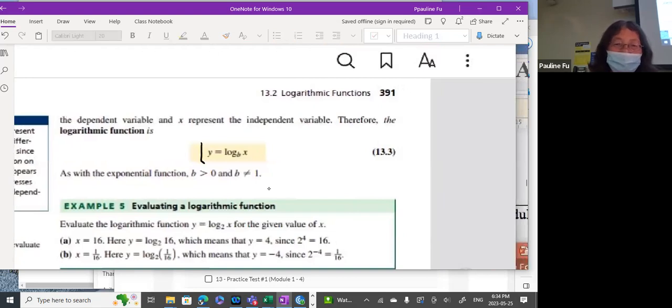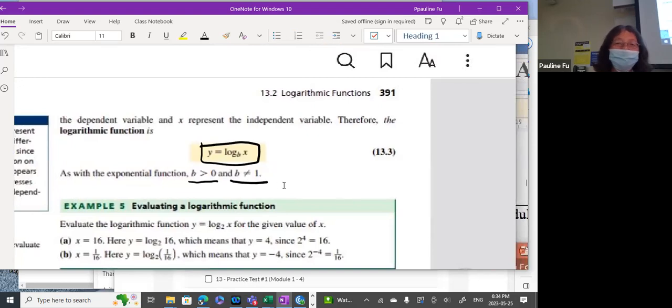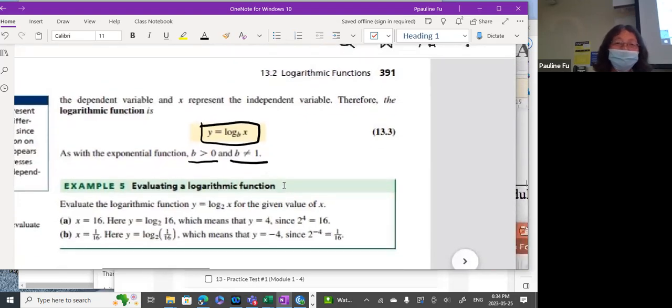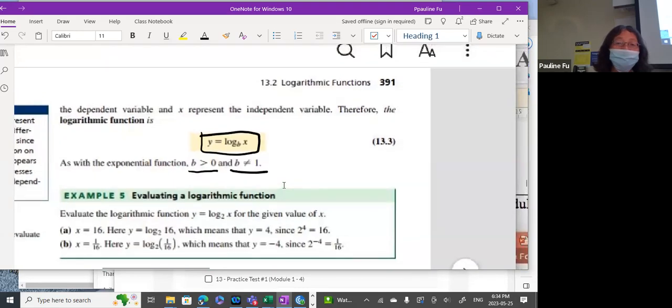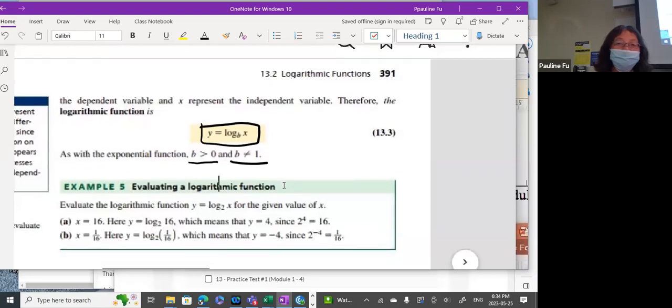If you write down a function in logarithmic form, we still require b greater than 0, b not equal to 1. How come b cannot be 1? Oh, because it means the base.